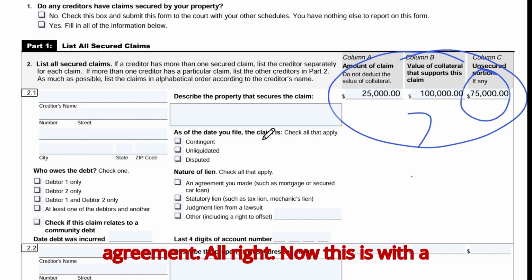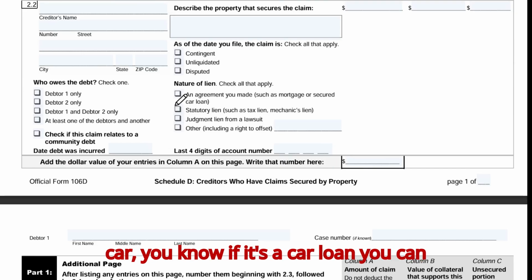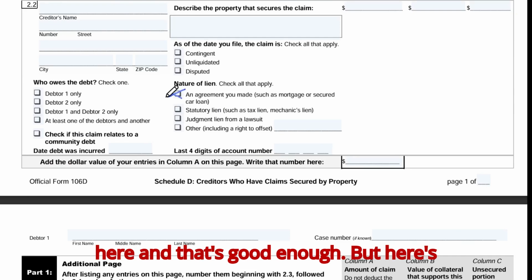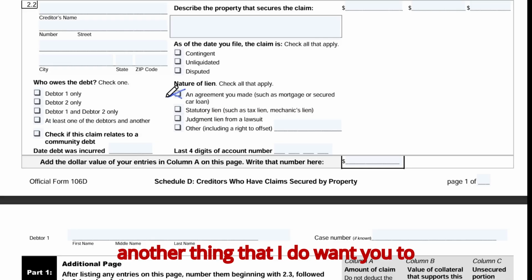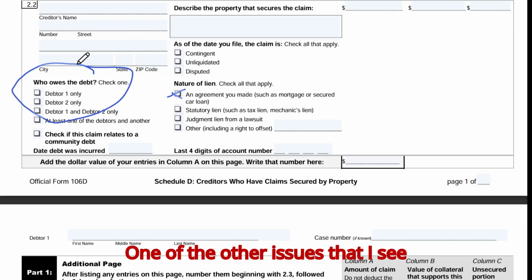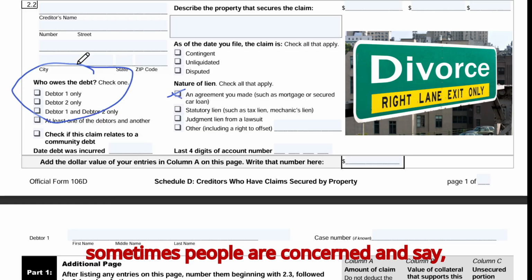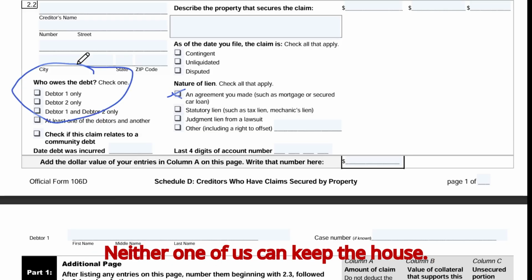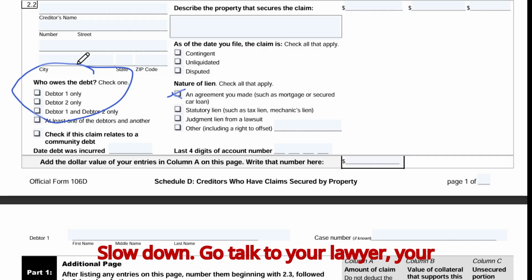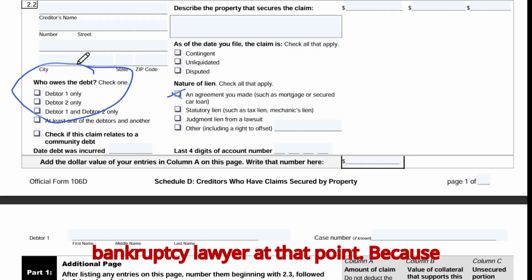All right. Now, this is with a mortgage. No different if it's a car loan, you can just mark this off here and that's good enough. But here's another thing that I do want you to consider. One of the other issues that I see comes when there's a divorce. And sometimes people say, well, we're going through divorce. Neither one of us can keep the house. I need to file for bankruptcy immediately. Whoa, whoa, whoa. Slow down. Go talk to your divorce lawyer, and go talk to a bankruptcy lawyer at that point.